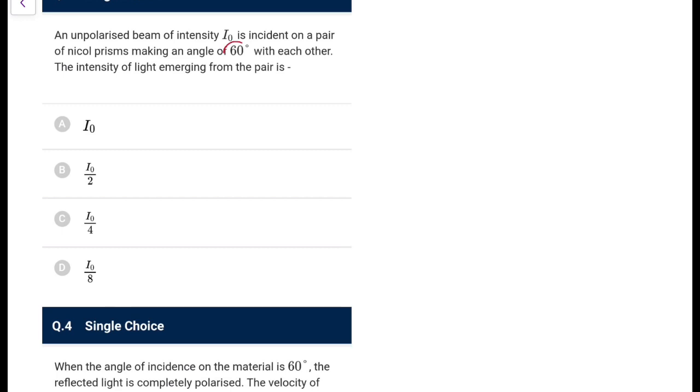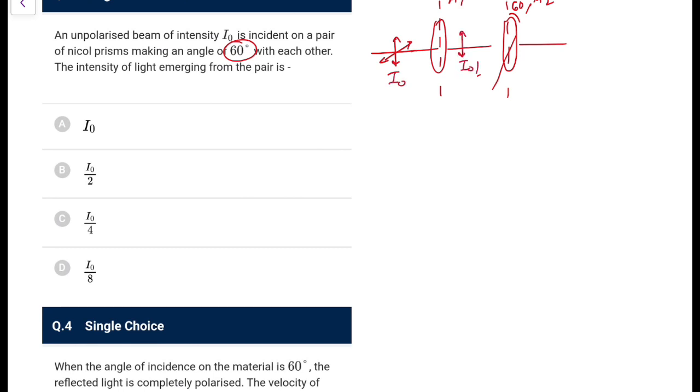Next one: an unpolarized beam of light of intensity I naught is incident on a pair of Nicol prisms making an angle of 60 degree with each other. So what we have, you have two polarizers. Let's say this axis is a1, and now the second one has an axis a2, which is making an angle 60 degree with a1. The intensity of the light emerging from the pair is, so what you have now, first of all, this is an unpolarized light, this is I naught, so when polarized here, this will become I naught by 2.